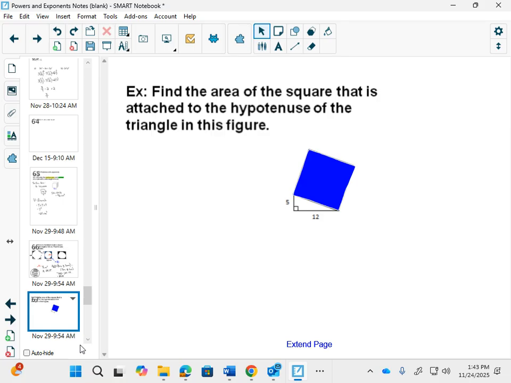Find the area of that blue square that is attached to the hypotenuse of the triangle. So we've got some problem solving here. There's something from grade 8 that you did with triangles that were right angled that let you find the hypotenuse. We did. Do you remember that formula? Nope. Do you remember the formula with a right angle triangle that involves all three sides?